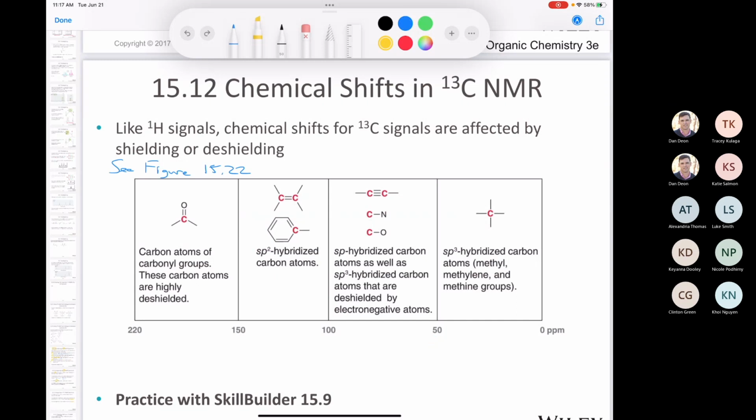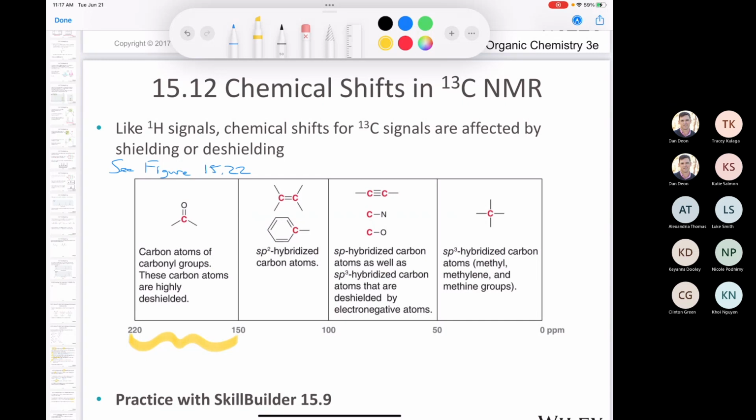All of our sp2 hybridized carbons, whether they're in an aromatic ring or part of a double bond, are going to be between 100 and 150. And all of our carbonyls, whether they're in an amide, an ester, a carboxylic acid, an aldehyde, or what have you, will be in the range of 150 to 220 parts per million.